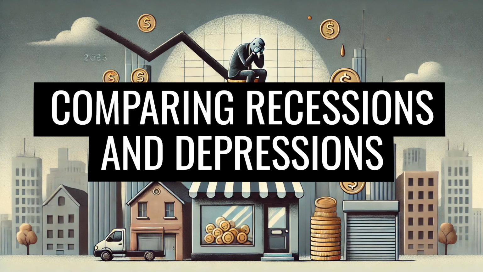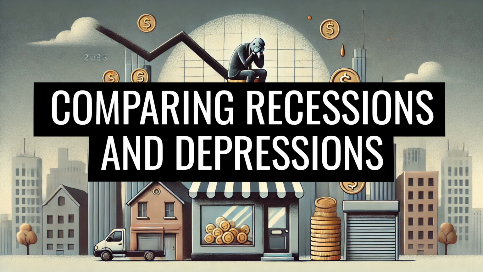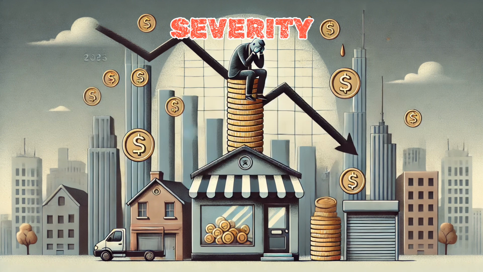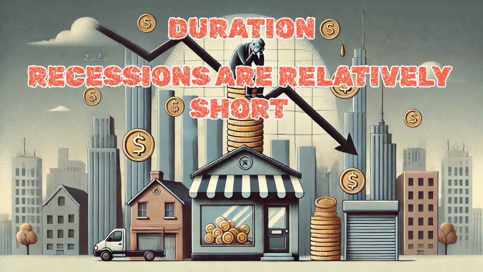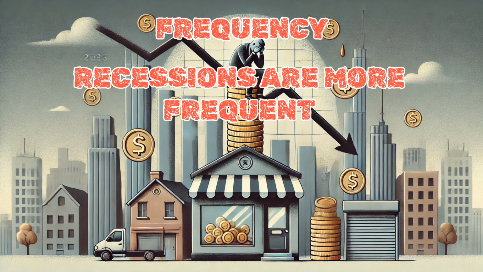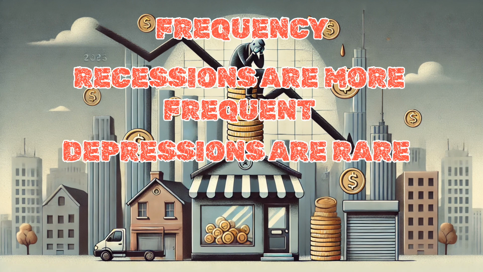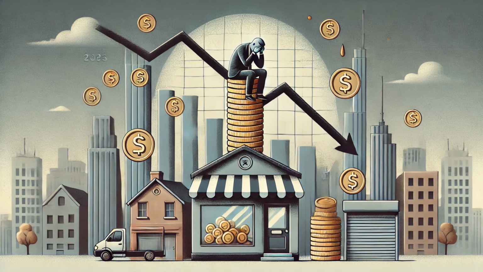Comparing recessions and depressions. While both involve economic decline, the scale, duration, and impact of recessions and depressions differ significantly. Severity. Depressions are far more severe, with drastic declines in GDP and significant social and economic disruptions. Duration. Recessions are relatively short-lived, lasting a few quarters to a couple of years, while depressions can last a decade or even longer. Frequency. Recessions occur more frequently as part of the business cycle, while depressions are rare and catastrophic. Impact. Depressions fundamentally reshape economies and societies, while recessions cause temporary, albeit painful, disruptions.